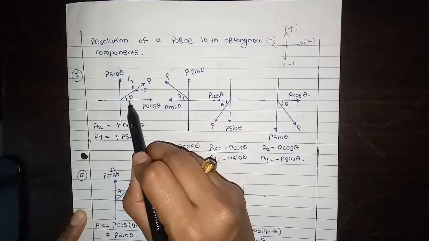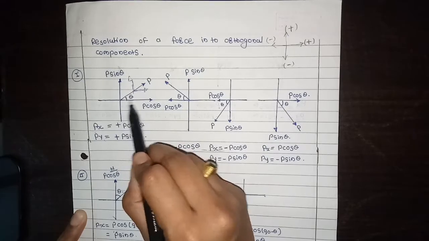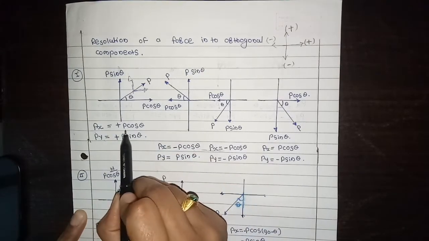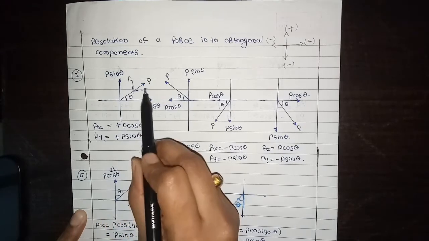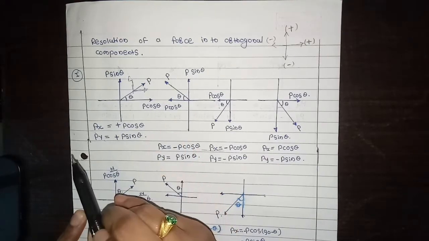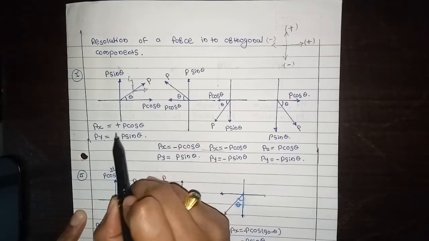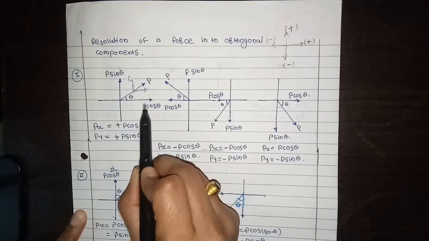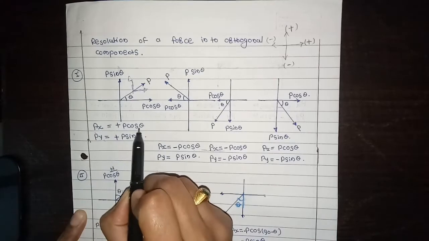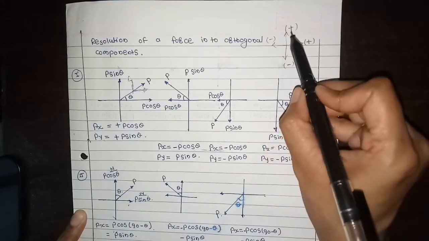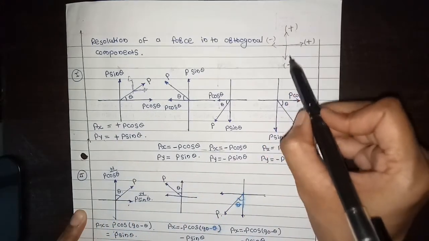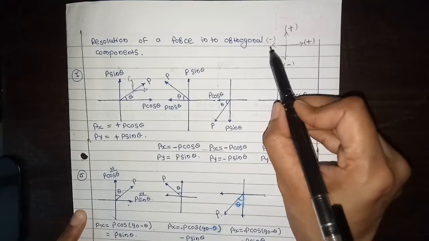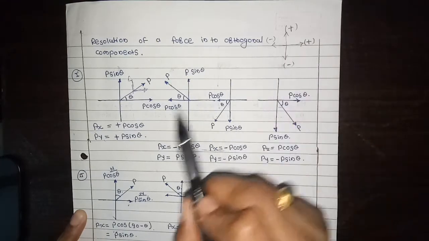The force makes an angle theta with the horizontal axis. So Px is equal to P cos theta, which means Fx is equal to F cos theta for the horizontal direction. This is the right direction, so plus P cos theta. Here, upward is positive, downward is negative, right is positive and left is negative for the components.